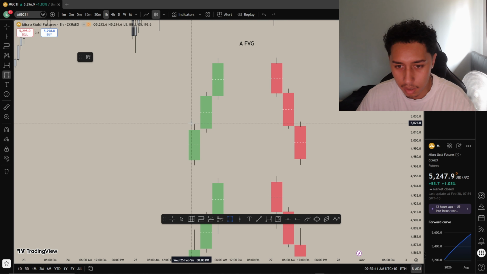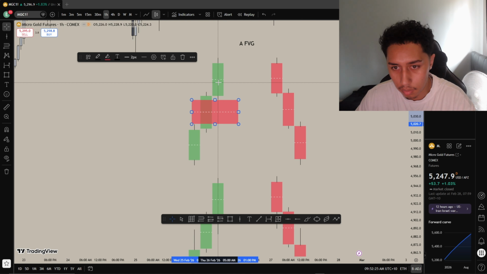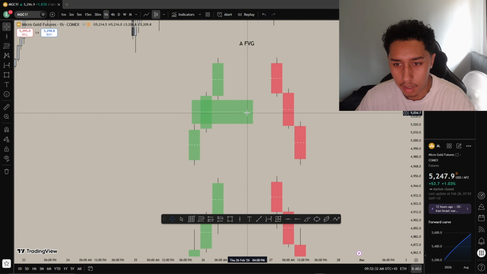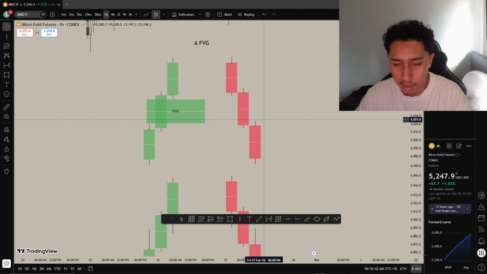But I'll get onto how you trade fair value gaps. Anyways, you would mark out a fair value gap from the first candle's wick here. I just marked it along that wick, up to the third candle's wick there. You drag that out, and that is a fair value gap, just like that. That's when price is going up, okay? And price going down, same thing.